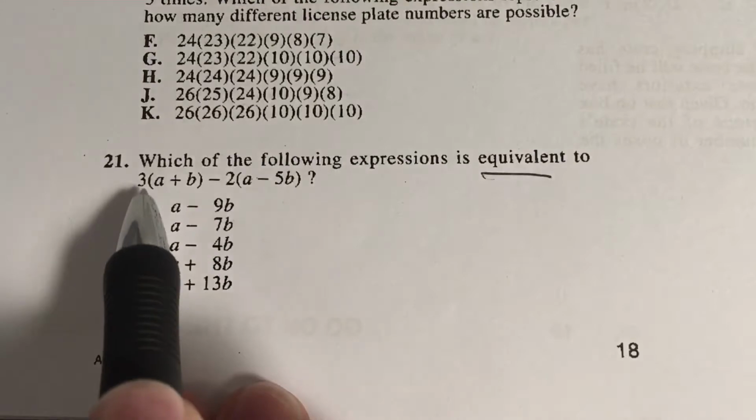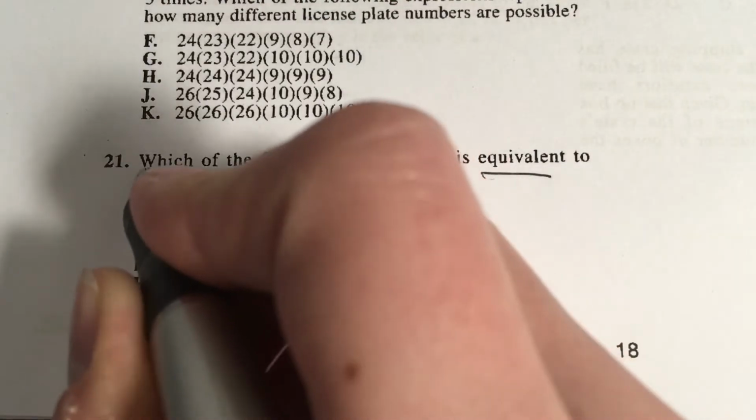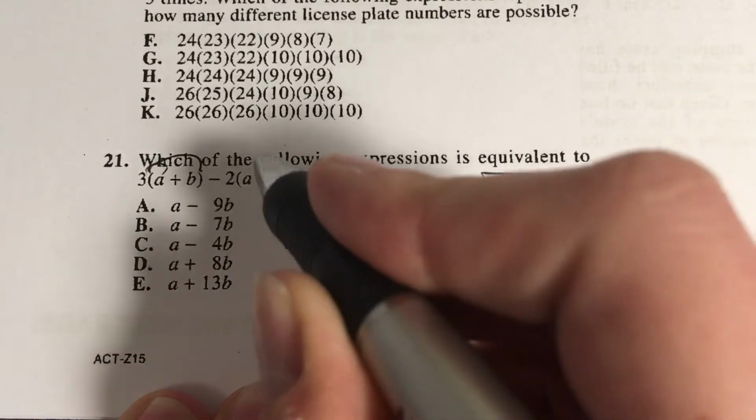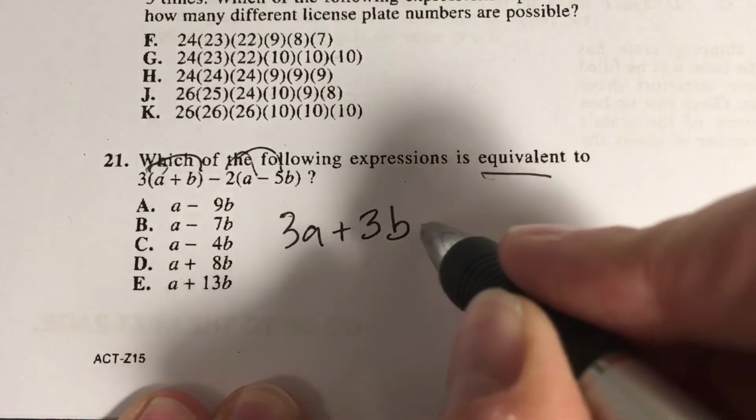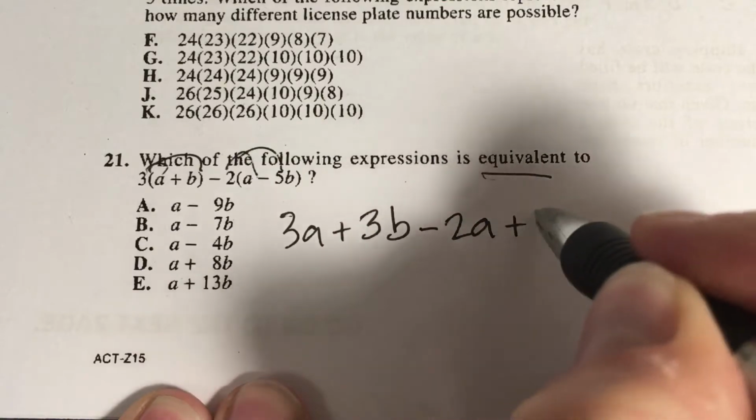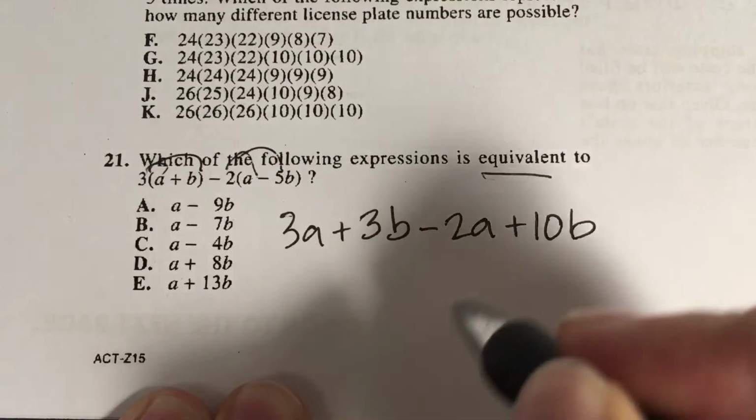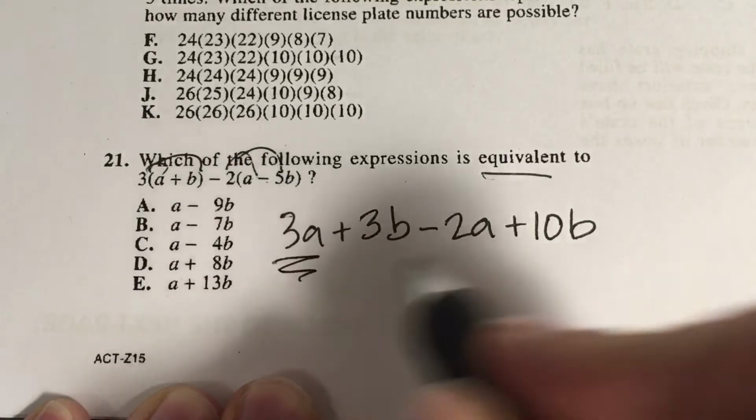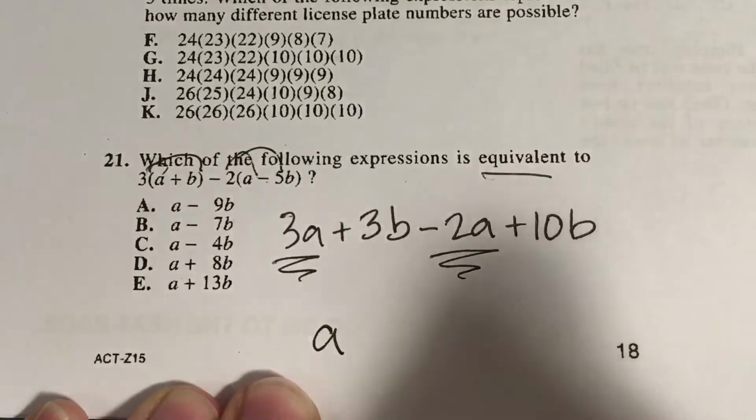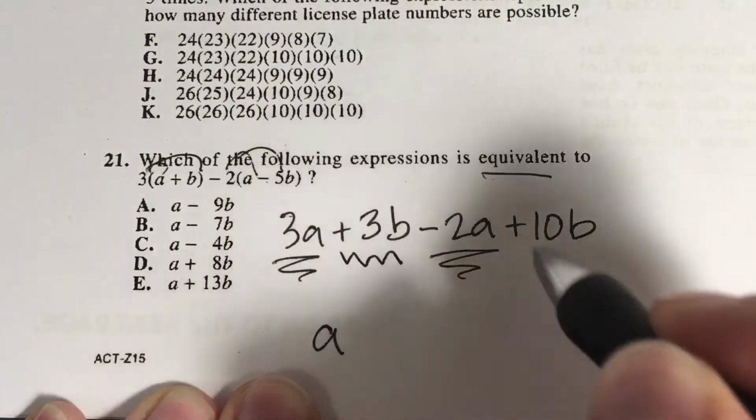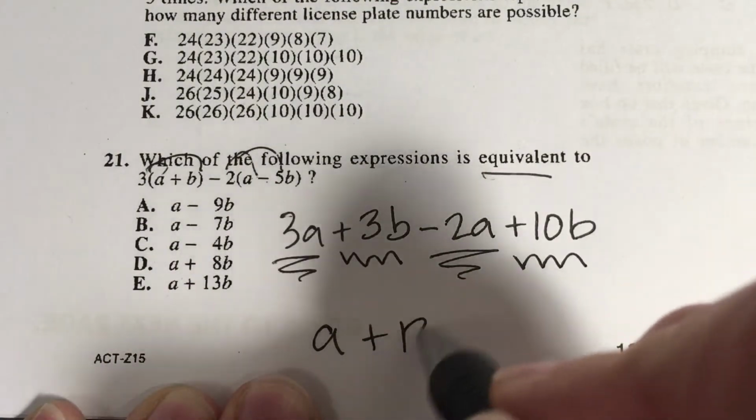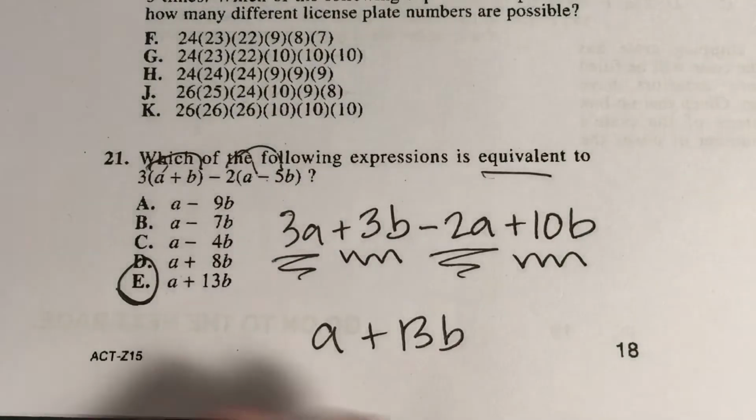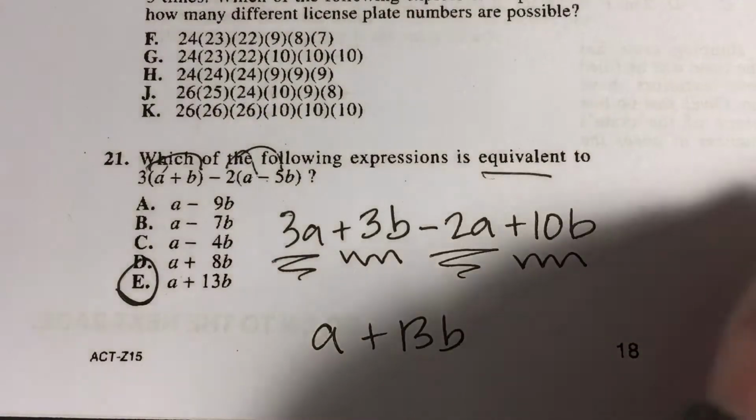So I see parentheses. I'm going to go ahead and distribute. So I get 3a plus 3b. And then negative 2, distributing that in, is negative 2a plus 10b. We do have plus because the negative makes it positive. And I have 3a minus 2a would be 1a. And then 3b plus 10b is 13b. So your correct answer is E. It's a distribution problem.